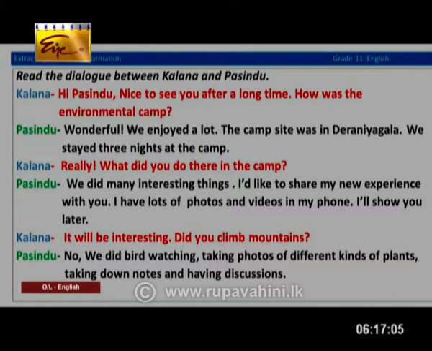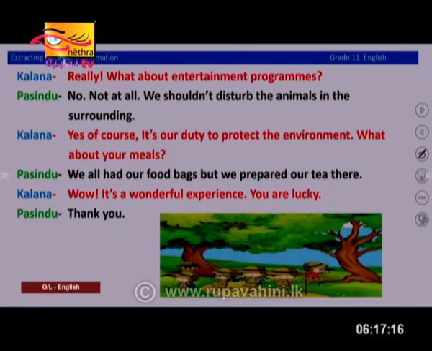Did you climb mountains? No, we did bird watching, taking photos of different kinds of plants, taking down notes and having discussions. Really? What about entertainment programs? No, not at all. We shouldn't disturb the animals in the surrounding. Yes, of course. It's our duty to protect the environment. What about your meals? We all had our food bags, but we prepared our tea there. Wow, it's a wonderful experience.